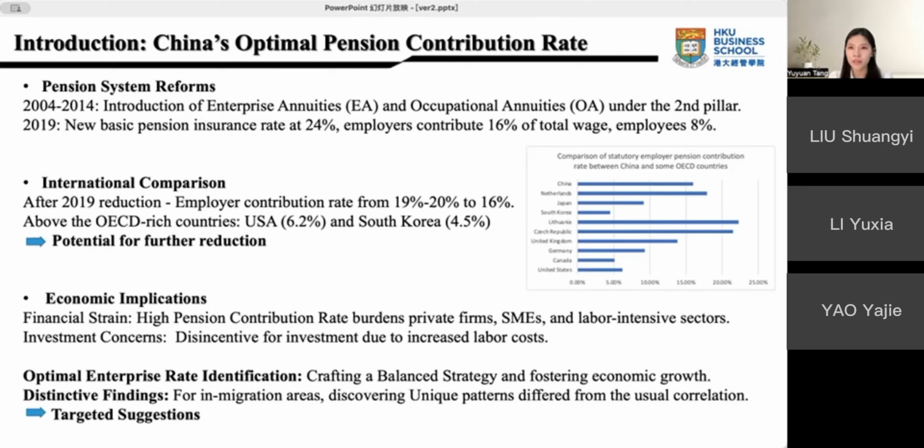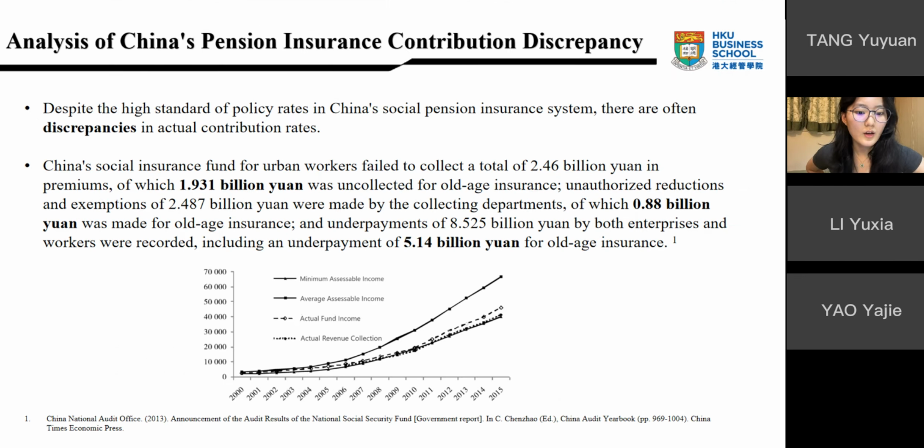Given those challenges, it's essential to evaluate and identify the optimal contribution rate to lighten economic pressure and reduce the social burden of elderly care in China. So in the following parts, we will explain the discrepancy of the pension contribution rate and our empirical framework. During the optimal identification process for in-migration areas, we found a unique pattern, different from the usual correlation, and will give some targeted suggestions. Over the past decade, China has grappled with a discrepancy between actual and policy rates. Alarmingly, a 2012 audit revealed billions of yuan in uncollected premiums, with a considerable portion linked to old age insurance. This underscores the pressing need to tackle the issue of unrealized state contributions within our pension insurance system.